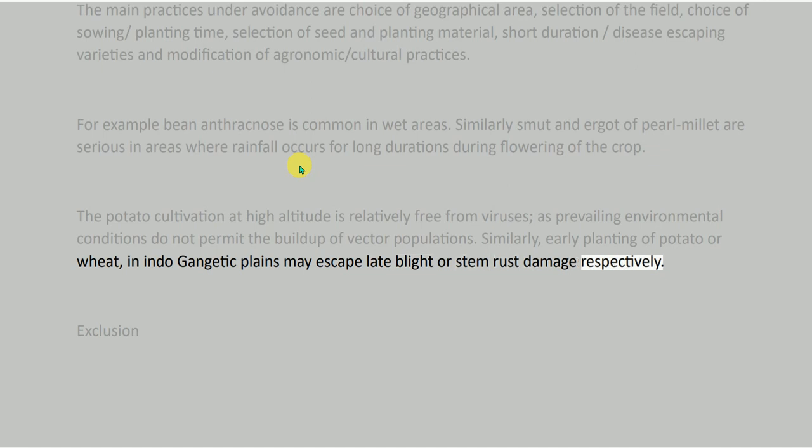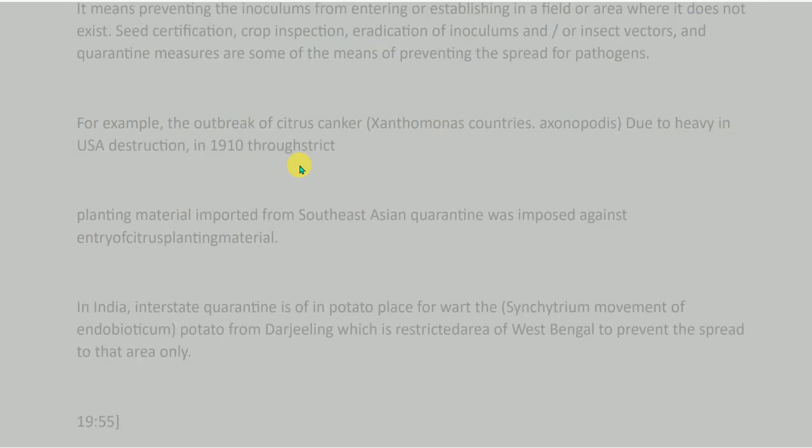2. Exclusion. It means preventing the inoculum from entering or establishing in a field or area where it does not exist. Seed certification, crop inspection, eradication of inoculum and/or insect vectors, and quarantine measures are some of the means of preventing the spread of pathogens.